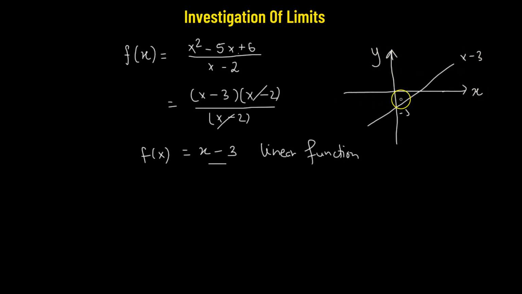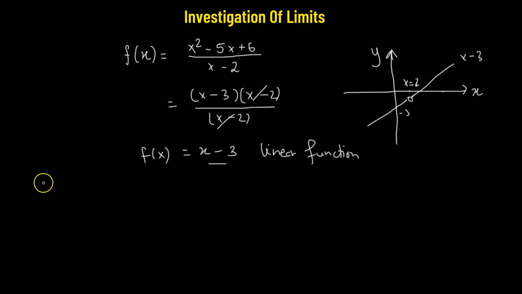And at x equals 2, this is the point where the function does not exist. So instead we have to represent it with a hole. This is how we can represent the graph of this particular linear function. Simply, the function does not exist at x equals 2.